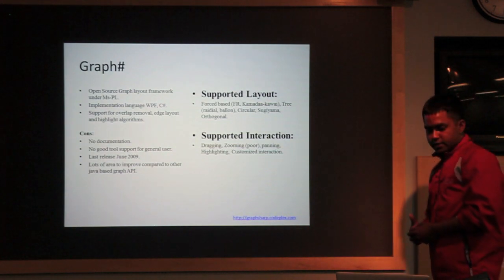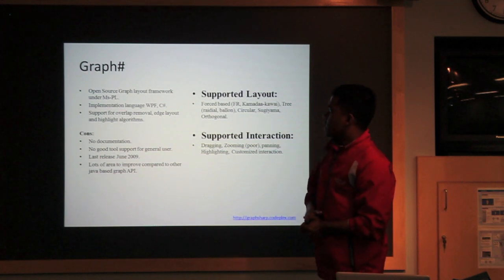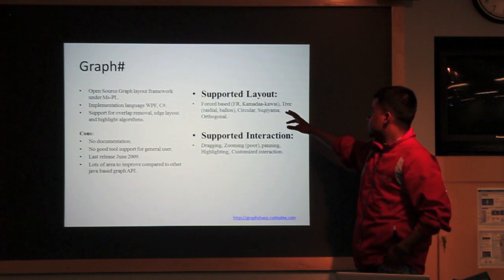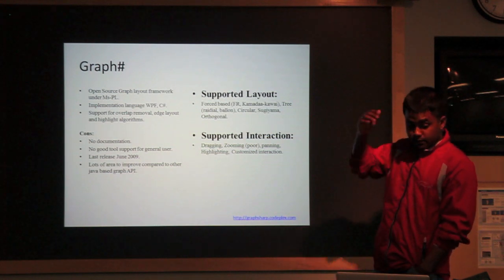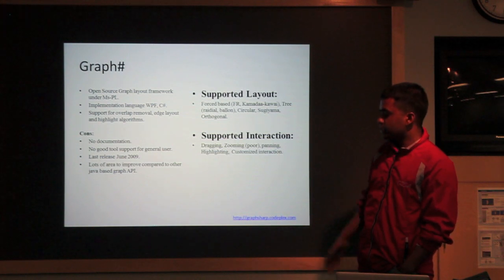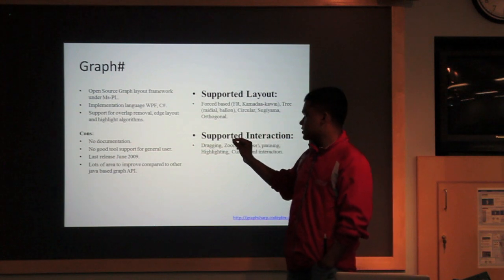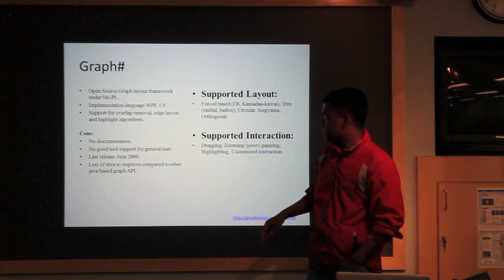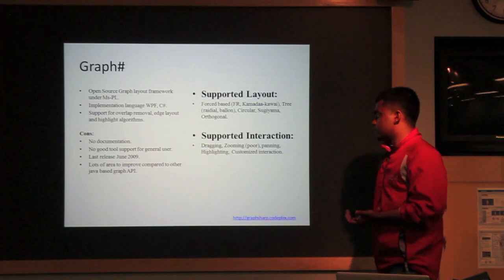Another API for C# and WPF is GraphSharp. It is also an open source graph layout framework under the Microsoft Public License, and it provides some basic layout algorithms like forest-based and tree, circular, and Sugiyama, and some basic interactions. But the problem with this is that it has no documentation, so you have to figure it out by going through the code. There are some video tutorials, but no documentation. Another problem is there is no release after June 2009, so it does not support many things, like Silverlight and also WPF4.